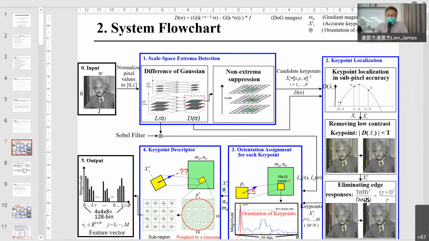Before that, how can we find the corner points? An edge point is not a good feature. A corner point is a good feature. I'll talk about that later. How can we find the corner points? I say again, a corner is one kind of edge. So before we find the corner, we try to find the edge first. So how can we find the edge?